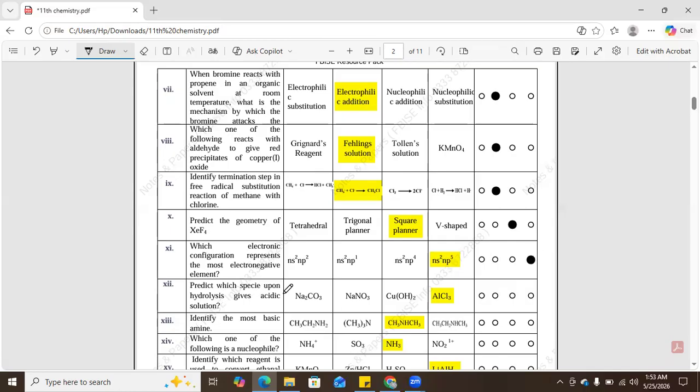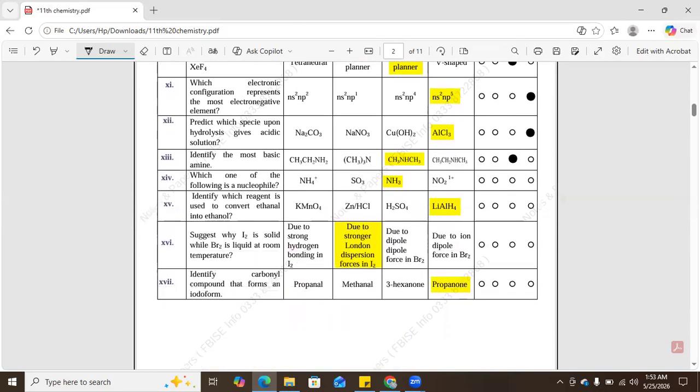Predict which species upon hydrolysis gives an acidic solution? AlCl3, aluminum chloride. Identify the most basic amine. This is the most basic amine, CH3NHCH3. So C is the right answer. Which one of the following is a nucleophile? NH3 is a nucleophile. C is the right answer.